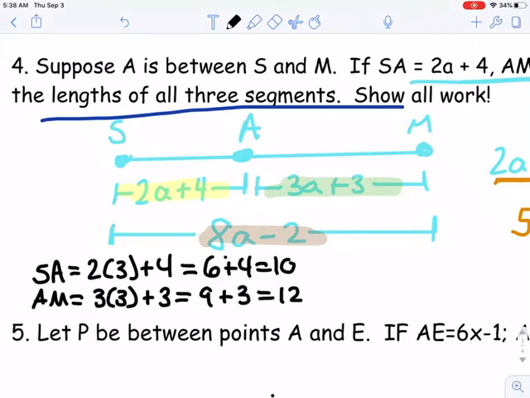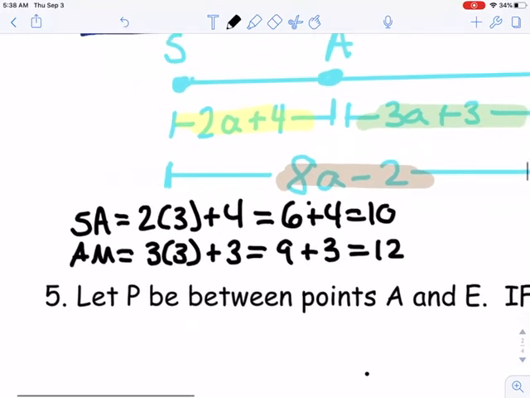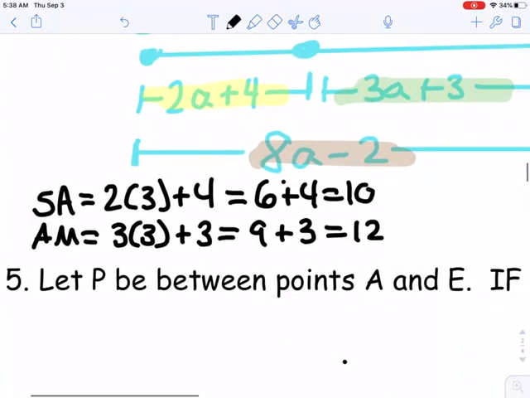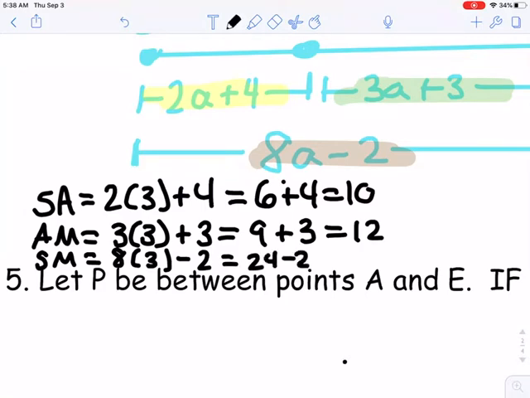So I got 10, 12, and then the whole thing, I'm going to squeeze it down here, SN. It's a nice thing about Notability. Compared to paper, you can't zoom in on paper like you can on Notability. Notability is not so bad all the time, just some of the time. So this is really nice.